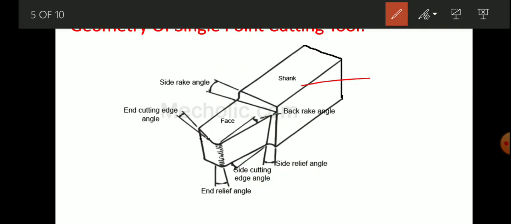So coming to the shank, it is the main body of the tool, where the tool is held in the tool post. The surface on which the chip slides is called the face. This is the flank. The surface below and adjacent to the cutting edge is known as flank. Now the nose. Nose is the point where the side cutting edge and end cutting edge intersect.